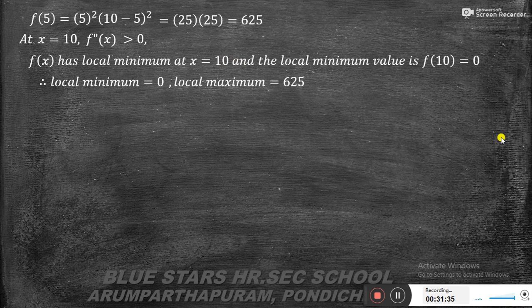So I substitute x equal to 10 in the function. That means 10 squared into (10 minus 10), and 10 minus 10 is 0. So f of 10 equals 0. This is the local minimum value. 0 is the local minimum value. Therefore local minimum equals 0 and local maximum equals 625.